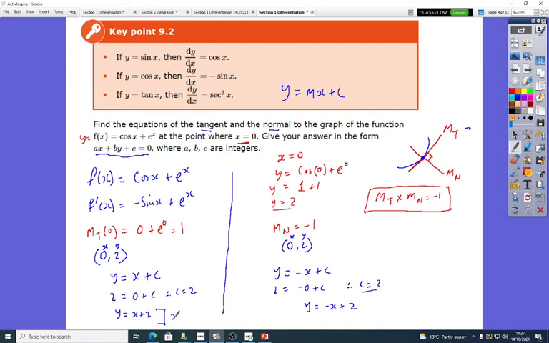You'll say x minus y plus 2 equals 0. So that is the equation of the tangent. Okay, you just brought the y over, and in this case I'm going to bring everything to the other side. x plus y minus 2 is equal to 0, and this is the normal. And that is how the cookie crumbles.